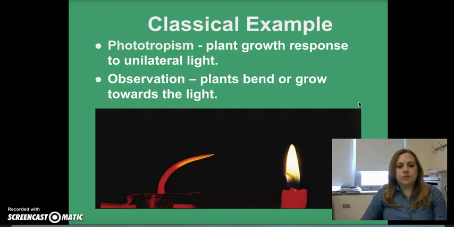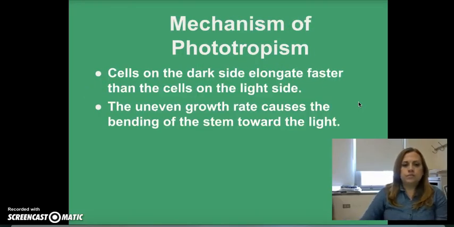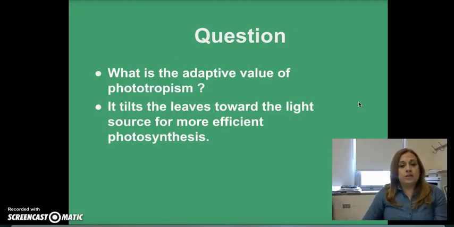So a classic example is with phototropism, and this is the plant growth response to unilateral light. And so the observation that was made is that plants will bend or grow towards a light source. So we've got several different experiments with phototropism. And the mechanism for phototropism is that cells on the dark side of the plant are going to elongate faster than cells on the light side. And so what that means is that it can bend towards the light. So you've got this uneven growth rate that will cause a bend in the stem.